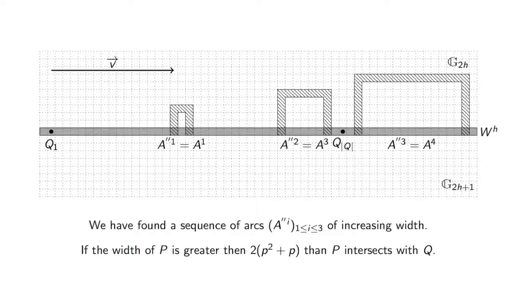Finally, if the width of the path P is larger than 2 times p square plus p, then it's possible to prove that the length of this sequence is larger than p over 2. In this case, the width of the last arc of this sequence is at least p, and this arc would intersect with its translation by minus V, which is a contradiction. Then the width of the path P is bounded by 2 times p square plus p.